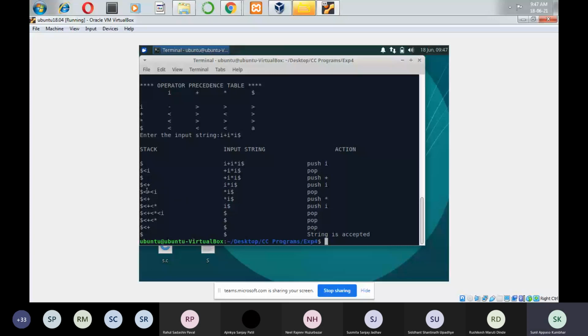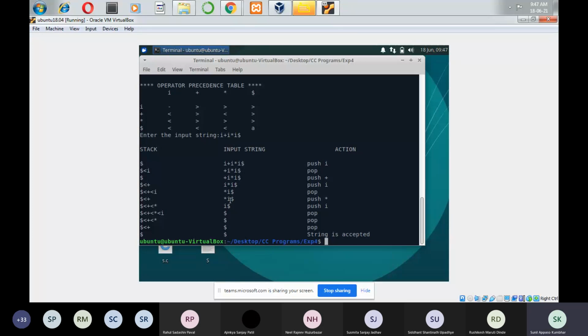So plus and I is compared. I has higher precedence, so I is pushed. Again, I and dollar, I and star has higher precedence, so it is again popped. Likewise, you have to display the output.